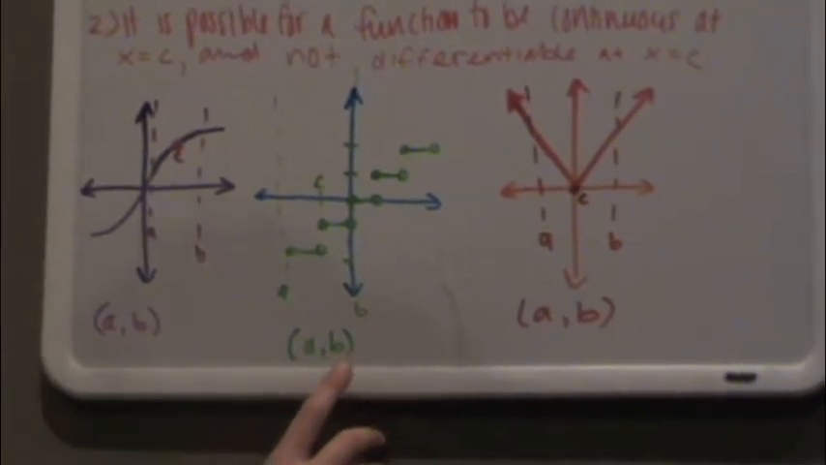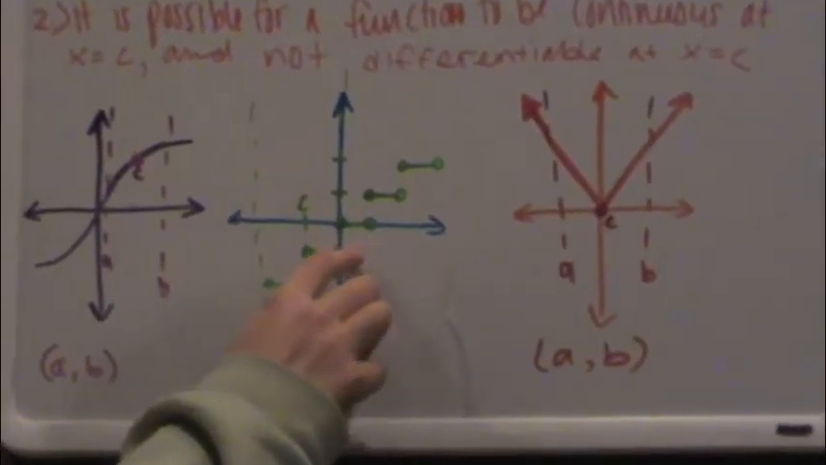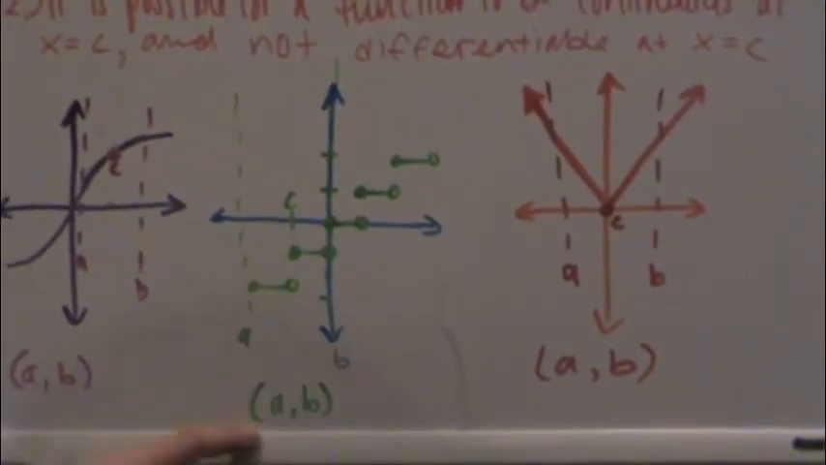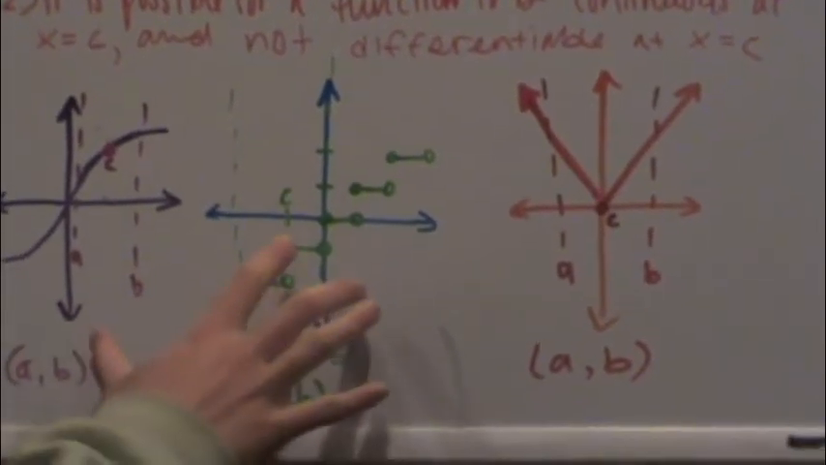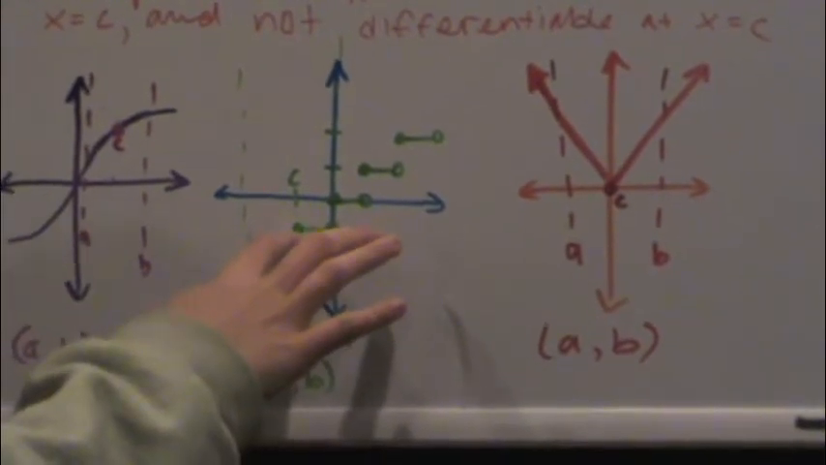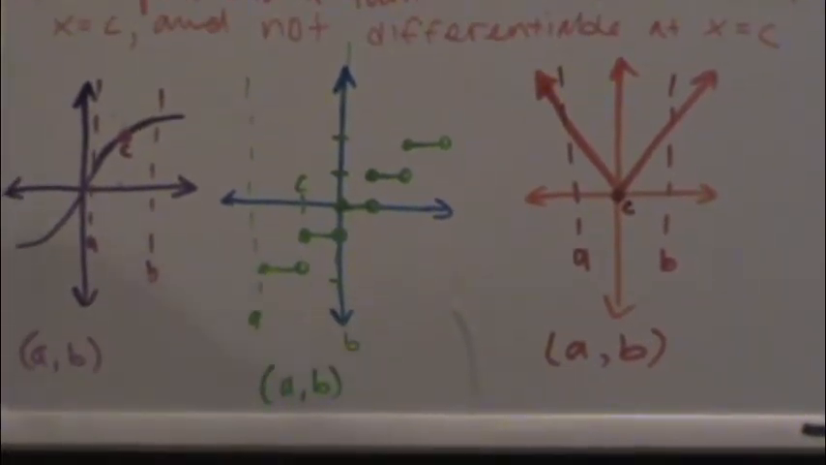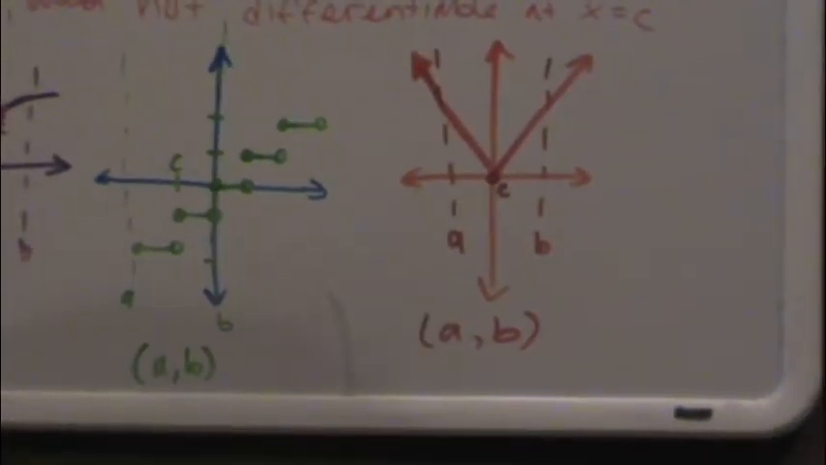However, if we look at this step function right here, the limit as x approaches c from the left and the limit as x approaches c on the right on the interval ab, those two do not equal each other. So even though c is defined at this point, the limit from the left and the right do not equal each other as x approaches this point, so we can assume that this is not differentiable.